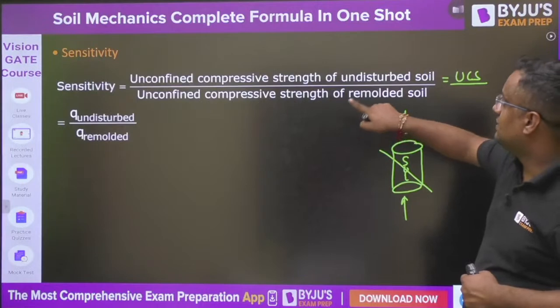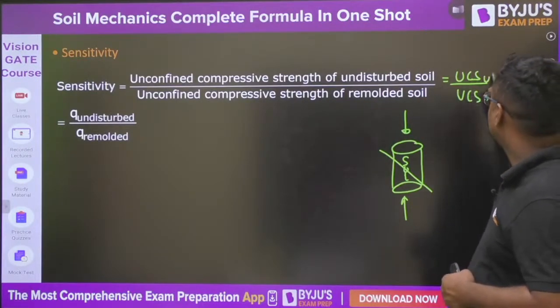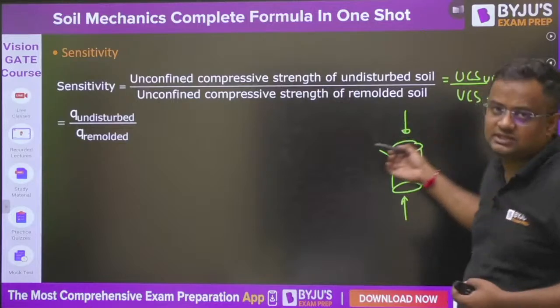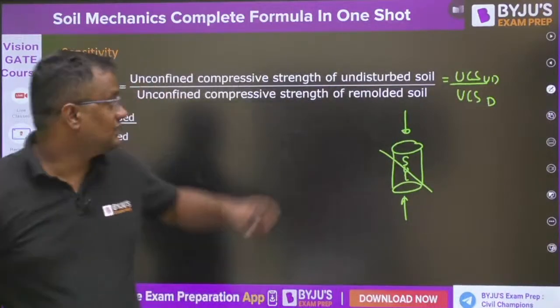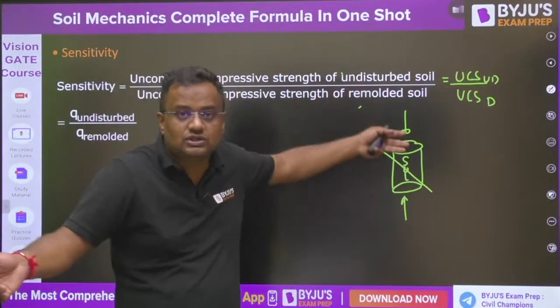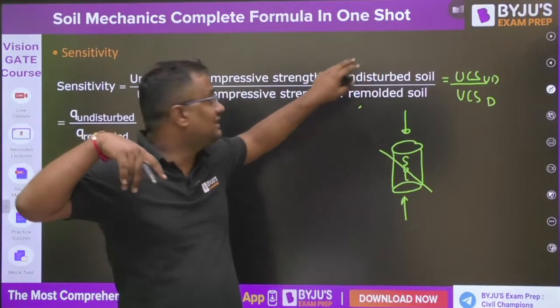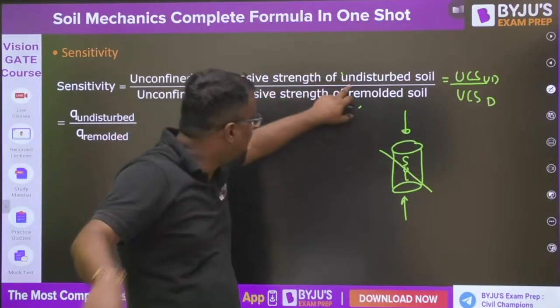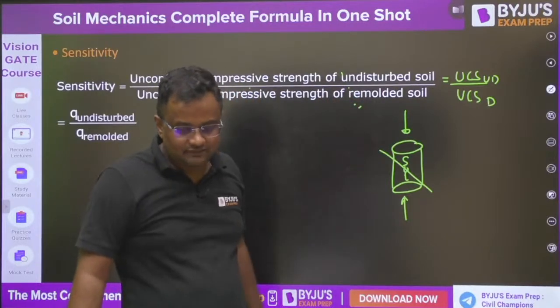And the unconfined compressive strength of remolded soil. So this is undisturbed and this is disturbed. Remolded means disturbed soil. So what is the ratio? That is sensitivity. If the ratio value is 1, that means the value without disturbance and with disturbance is the same, that means insensitive soil. If the ratio is 1, the strength undisturbed and disturbed are both the same, that means it is not sensitive.